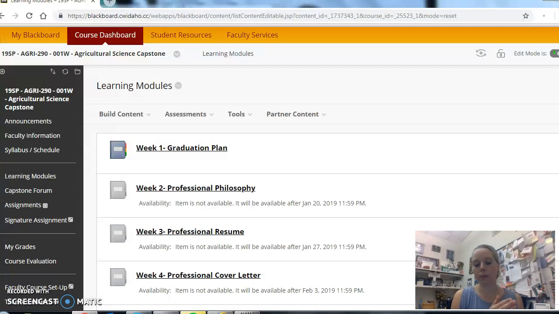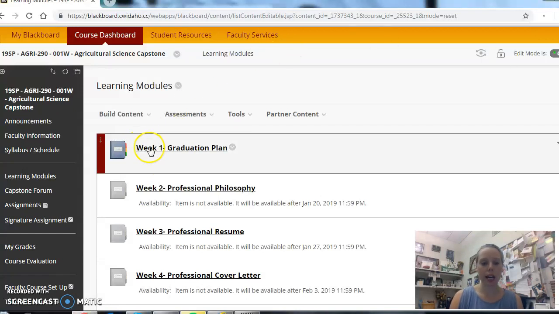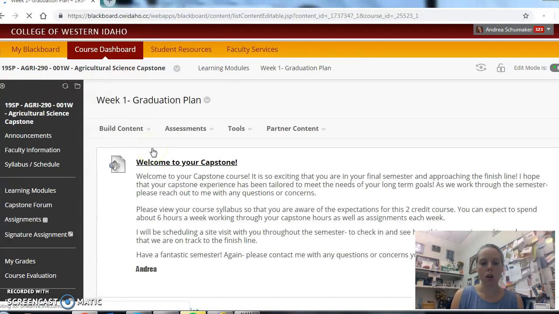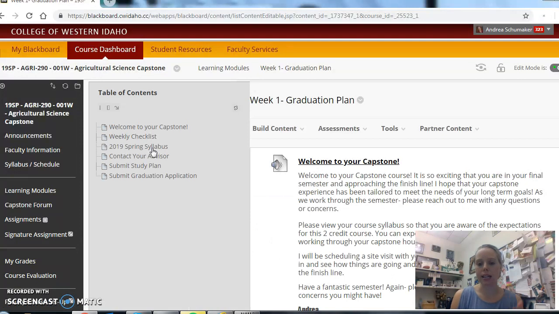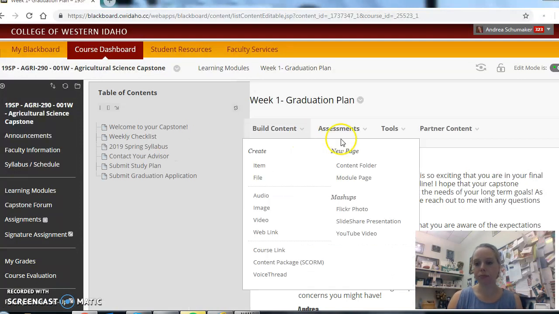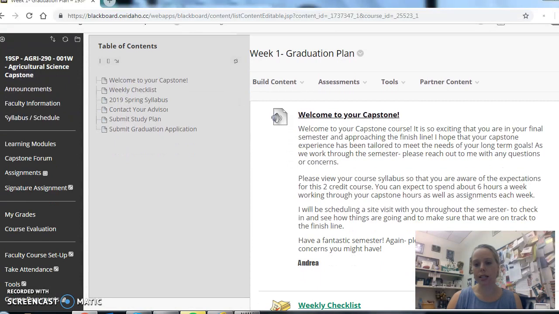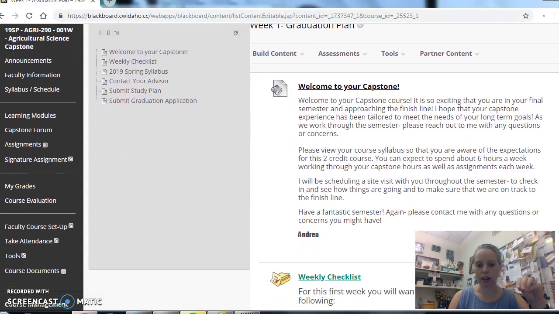Everything opens basically Sunday at midnight, and then you have until the following Sunday at midnight when things are due. So know that your deadlines for your coursework is every Sunday by 11:59 p.m. So if we go ahead and take a look at what's in week one, we're talking about this idea of a graduation plan. So here you'll notice embedded within the learning module, there's a lot of information here.